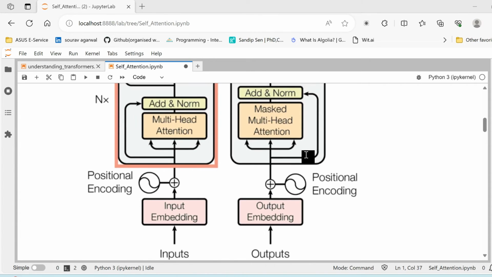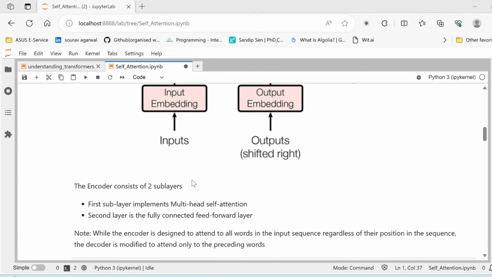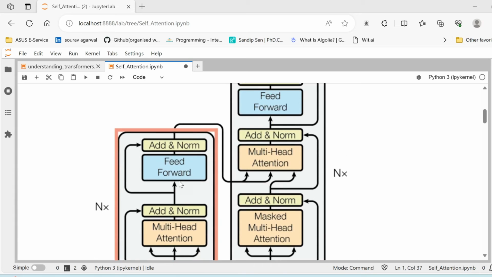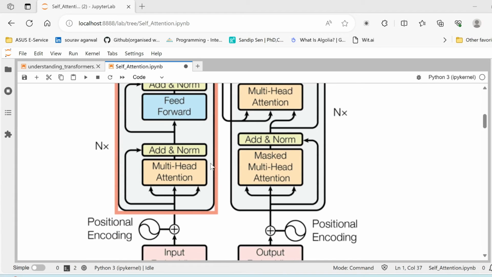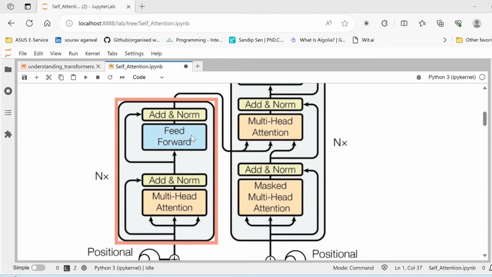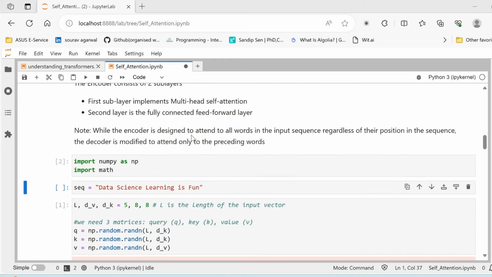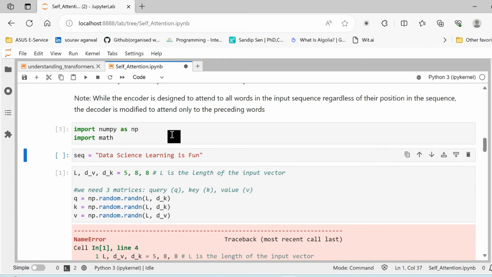But before moving ahead, I wanted to show you one thing I forgot in the earlier part. The encoder layer consists of two sublayers. One is the multi-head self-attention and the other is the feed-forward layer. Remember this when you're talking about the architecture. These are the two important sublayers within the encoder layer. Okay, let us go ahead and now run this.